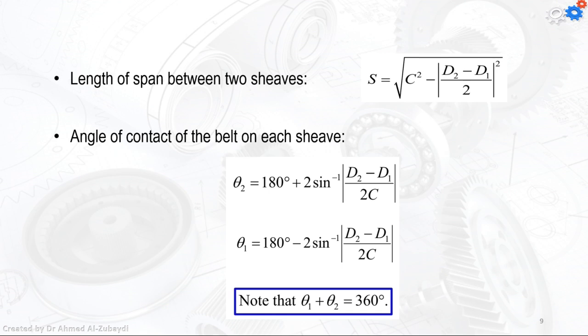The length of the span between the two sheaves can be calculated with the following equation, and the angle of contact of the belt on each sheave can be given by the equations for theta 1 and theta 2, where the equation is actually the same, except that we have plus and minus, where theta 2 should be more than 180 while theta 1 should be less than 180, and the total of theta 1 plus theta 2 should be equal to 360 degrees.